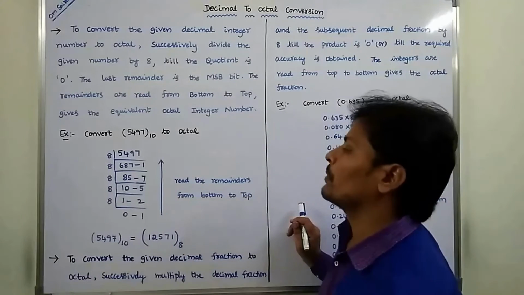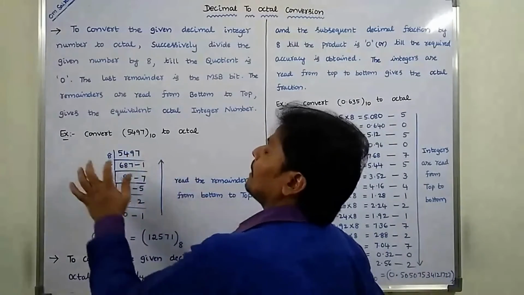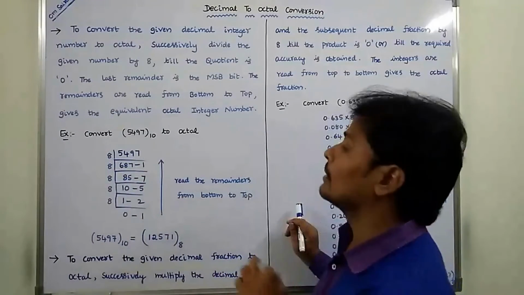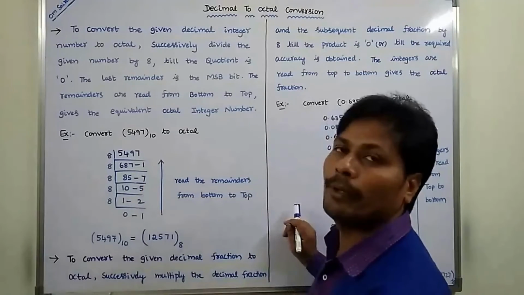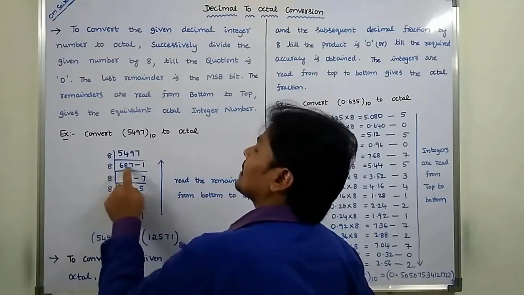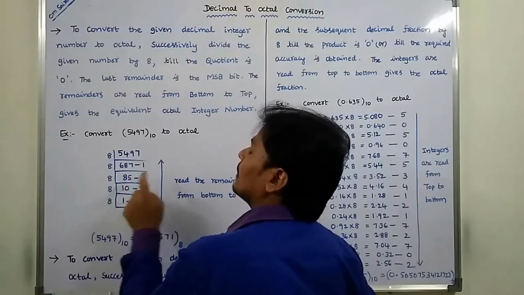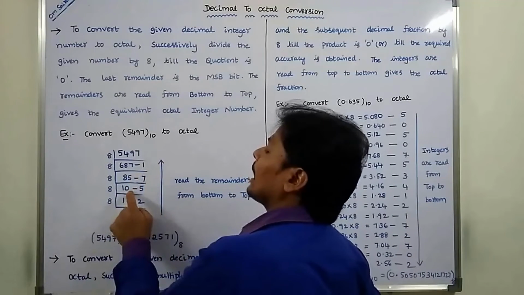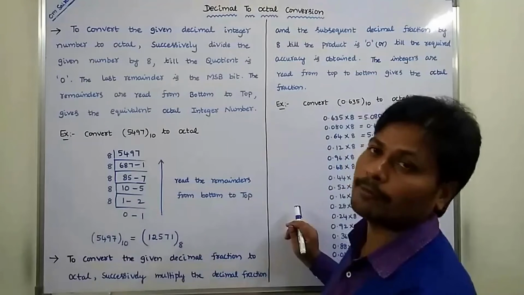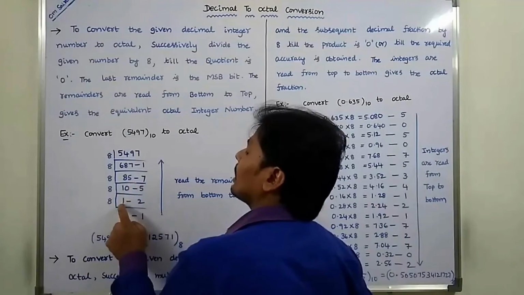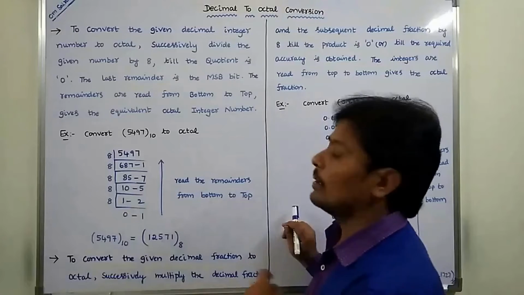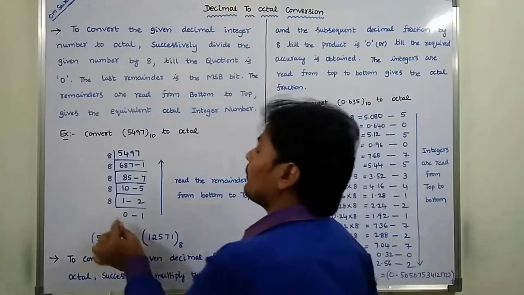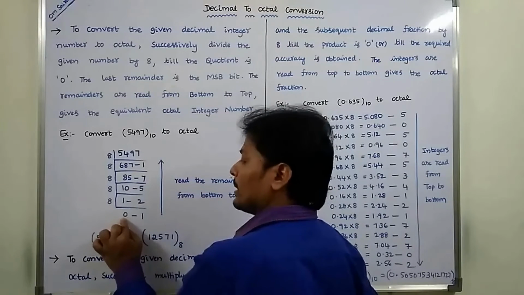Okay, so 5497: 8 divides 5497, 687 times, the remainder is 1. 8 divides 687, 85 times, the remainder is 7. 8 divides 85, 10 times, the remainder is 5. 8 divides 10, 1 time, the remainder is 2. 8 divides 1, 0 times, the remainder is 1. So the quotient 0 is obtained.